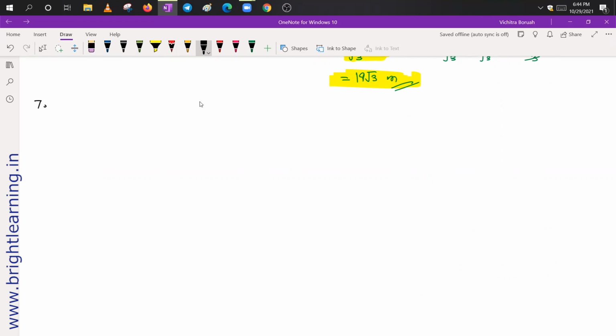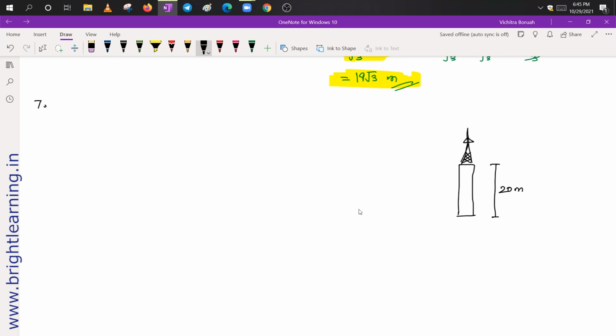Okay, so suppose there is a building, and the height of this building is given as 20 meters. And at the top of this building, there is a transmission tower. Suppose this is a transmission tower.